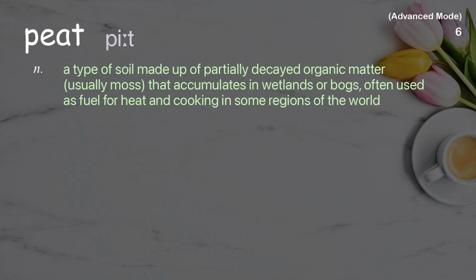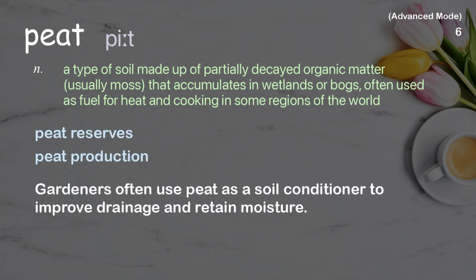Peat. A type of soil made up of partially decayed organic matter, usually moss, that accumulates in wetlands or bogs, often used as fuel for heat and cooking in some regions of the world. Examples. Peat reserves. Peat production. Gardeners often use peat as a soil conditioner to improve drainage and retain moisture.